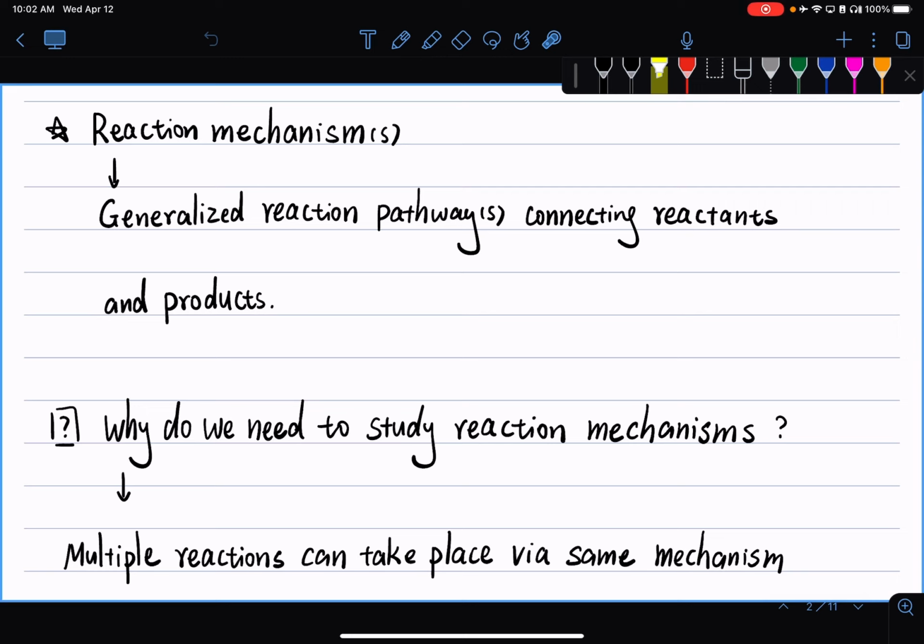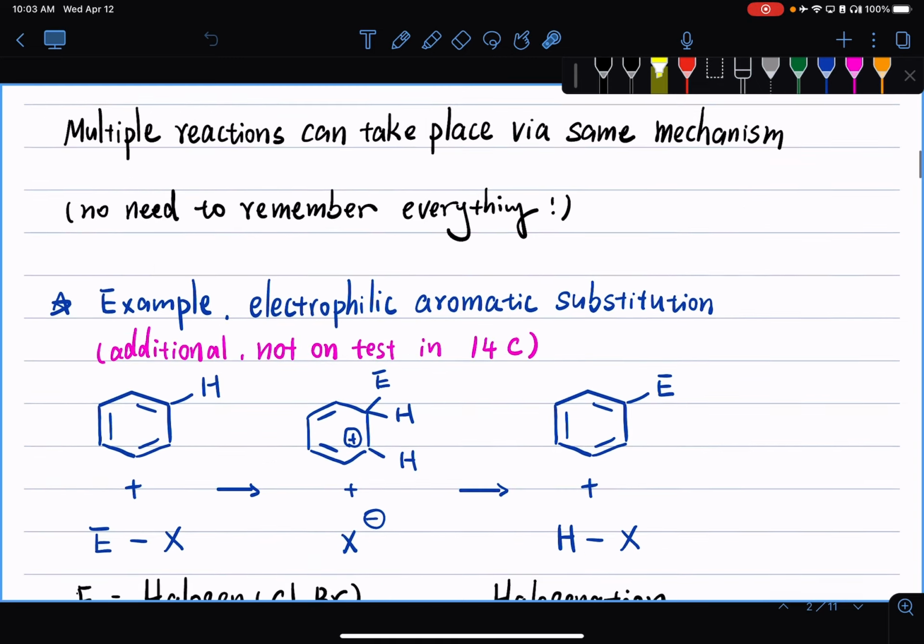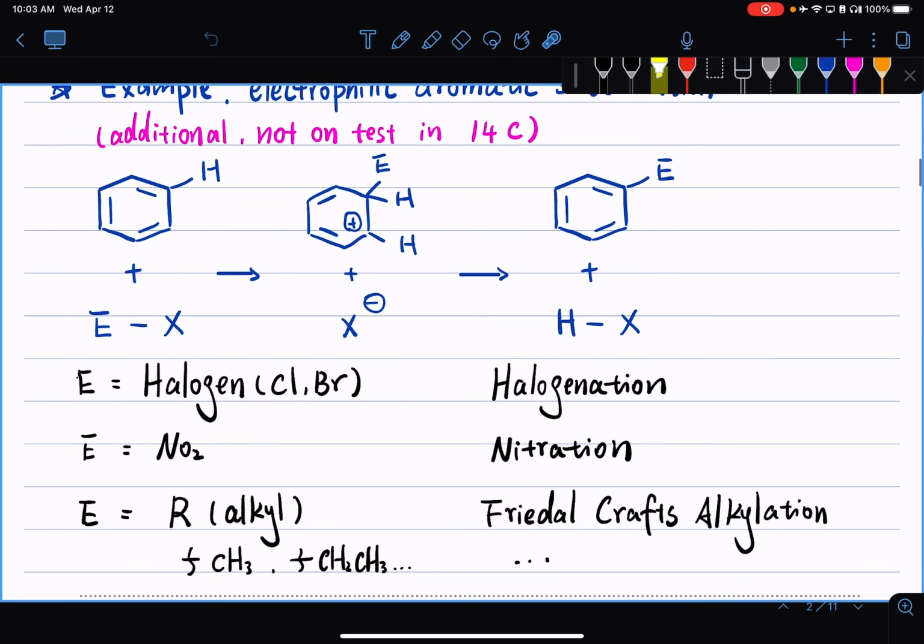What is reaction mechanism? The second question is, why do we care about reaction mechanism? Why do we need to know how things are taking place? Here's the thing. You can have multiple reactions that take place via the same reaction mechanism. That's actually good news to us because we don't need to remember everything. I'll use electrophilic aromatic substitution as an example. This is one of the reactions you'll see in 14D. I'm not going to test you on this, but I found this to be a very nice example in showing how reaction mechanism is connecting so many different transformations.